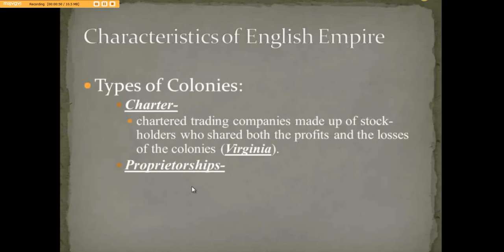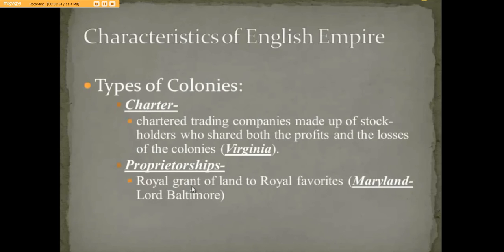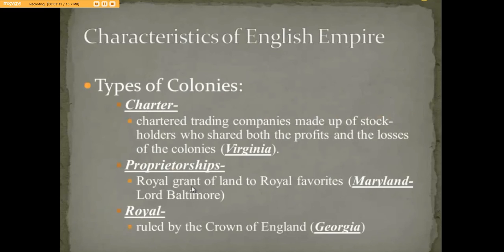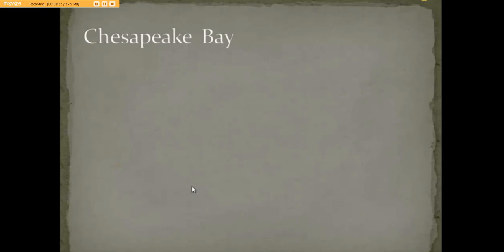Another one that you need to know is a proprietorship, and this is very similar to charter, except an individual receives land. It's not a group of people, it is an individual. And Maryland and Lord Baltimore is a very famous proprietorship, and also William Penn in Pennsylvania. He was a Quaker, he received land as well. So these are land grants from the King of England. And finally, we have a royal colony, which is simply that the British government, the British crown, is in charge. And Georgia is an example of a royal colony. Definitely commit these three to memory, guys, though you'll need to know these.